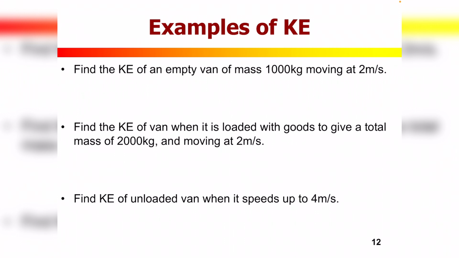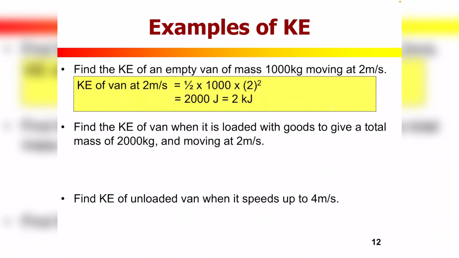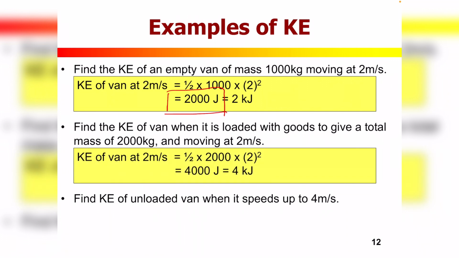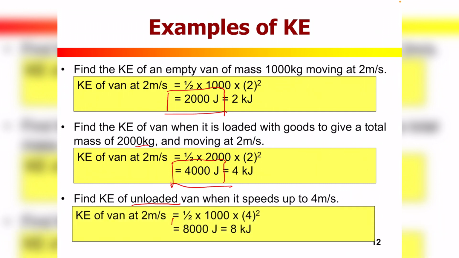Okay? So here are some problems that you're going to work on in kinetic energy. For the first one, we will get 2,000 joules. Second one, since the mass is increased, the kinetic energy would also increase. And the third one, if it is unloaded, meaning it has nothing in it, it will move faster. Okay? Did you understand?